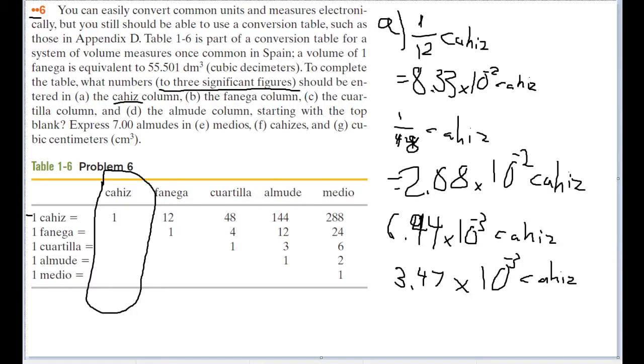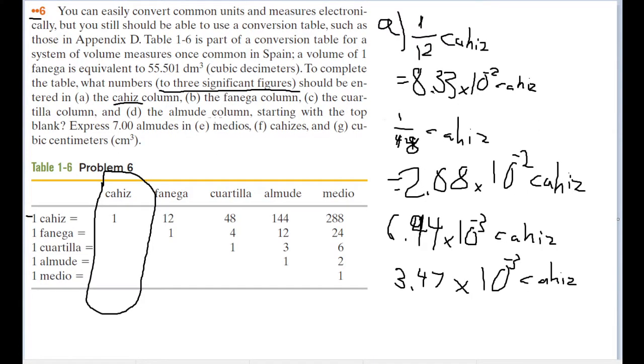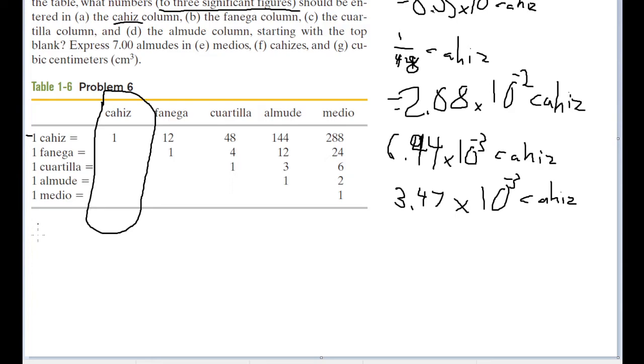Ooh. And now for part B, and actually, part B, C, and D are all basically the same concept, really. Part B is then just fill out this little column right here, and it becomes the same process. So in order, if we take a look, we want to convert one cuartilla into a fanega, and what do you know? A fanega is equal to 4 cuartillas, so it's flipped and it becomes 1/4 or 0.250.